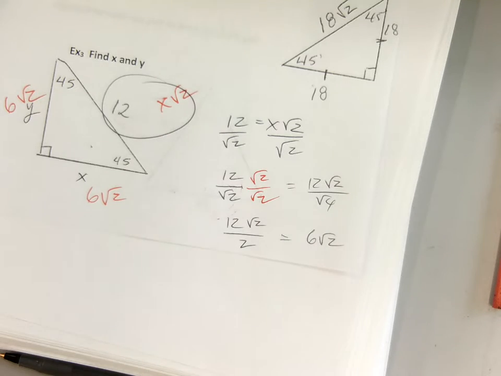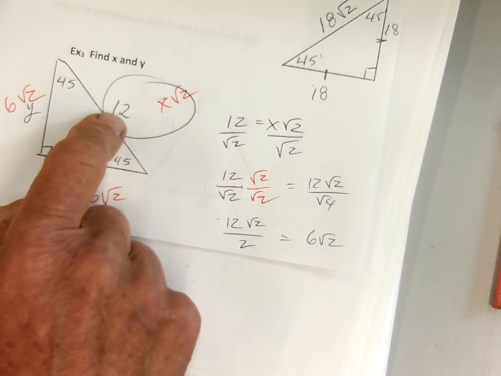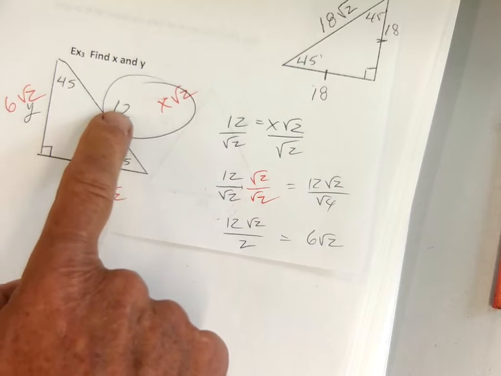Okay, how am I doing? Aren't x and y just 6? They're not, because that's a 12. It's just the opposite. If that were a 12 square root of 2, yes, but it's not.